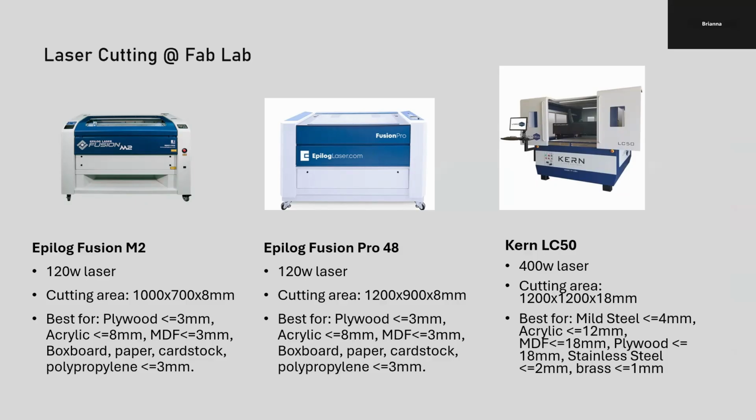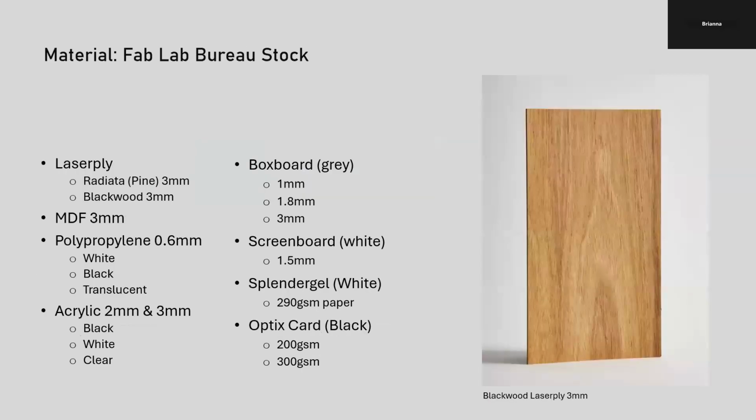So what can we do in the Fab Lab with our laser cutters? Well, what kind of laser cutters do we have, I should say, and what can we use them for? Like I said, we've got the 120 watt ones. These are the typical laser cutters that we're making a contour site model from. Good for plywoods, thin acrylics, MDF, boxboard, paper, card, polypropylene, things like that. And then we've got a more powerful 400 watt Kern laser cutter.